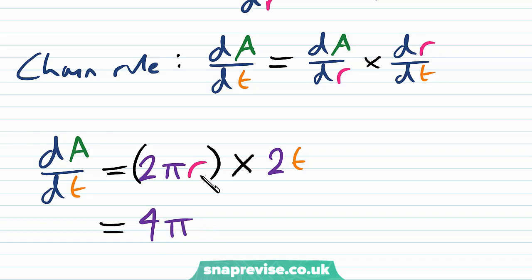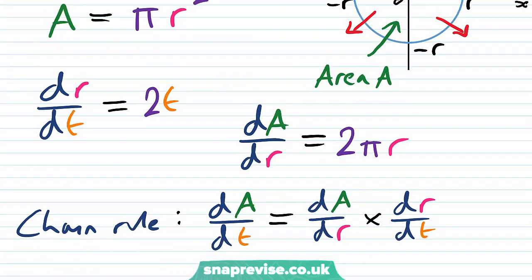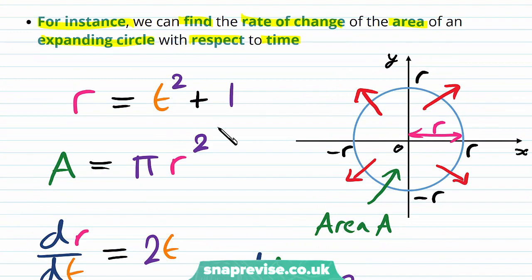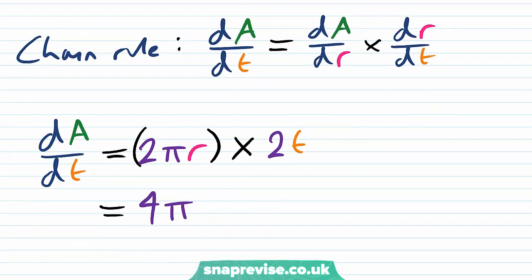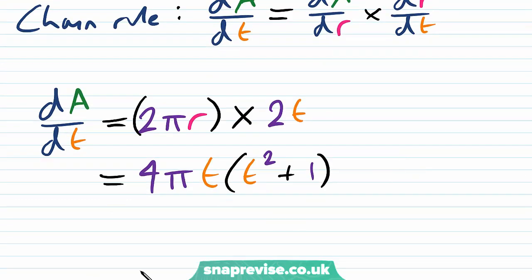And in general, it's quite nice to see, for example, dA by dt in terms of the independent variable t, whatever we're differentiating with respect to. So we have this rt at the end, but it's nice if we can write r in terms of t. And well, we can, because we have our r equals t squared plus 1. And so our r times t becomes t from the t here, multiplied by t squared plus 1 from the r. And this is a nice factorised form of dA by dt.